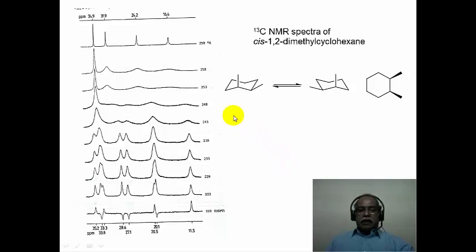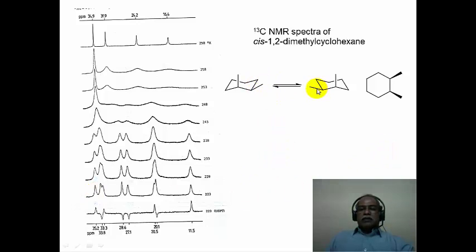Variable temperature carbon-13 NMR spectra of dimethylcyclohexane are measured in this particular case. This is the normal carbon-13 spectrum, whereas this is the DEPT spectrum. The DEPT spectrum is essentially recorded to distinguish between the CH2, CH and CH3 carbons. If you look at the normal carbon NMR spectrum also, you will see 8 signals. 1, 2, another signal is merged with this, 3, 4, 5, 6, the 7th one is again merged, it is not resolved, so 7, 8. There are 8 signals that are very clearly seen in the NMR spectrum.